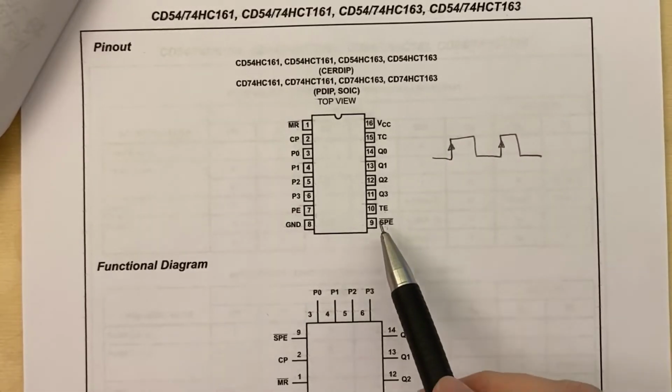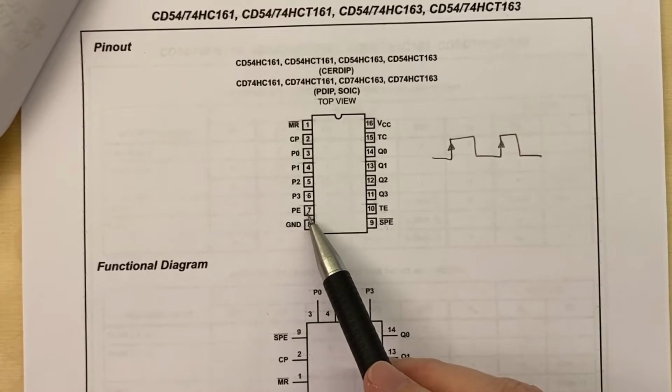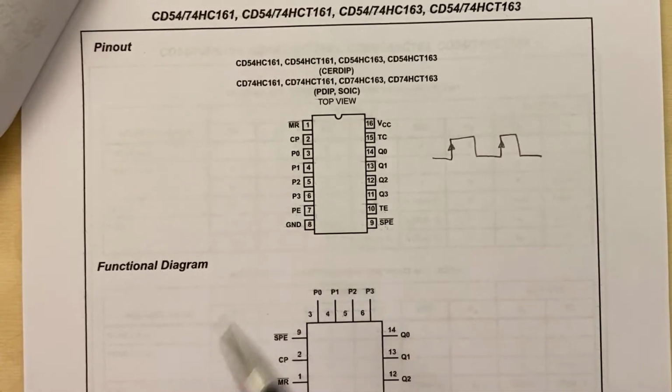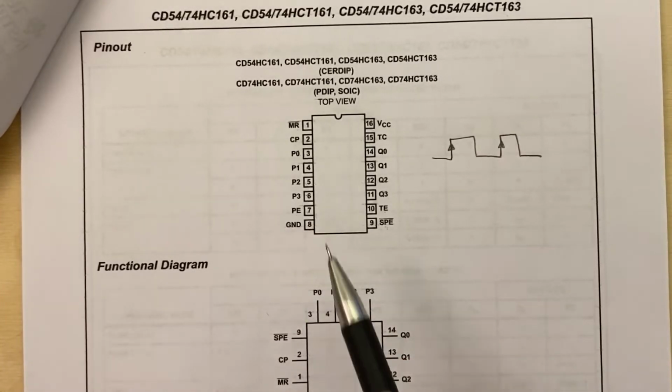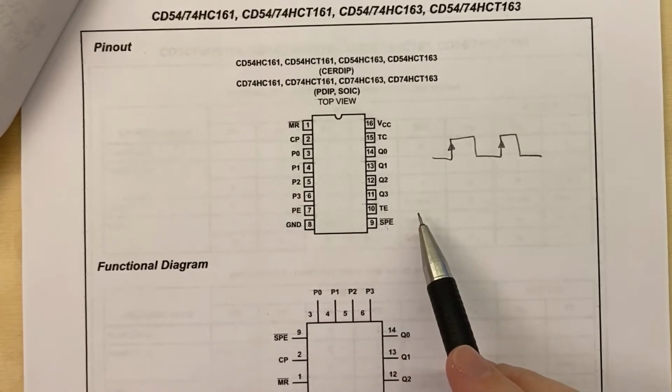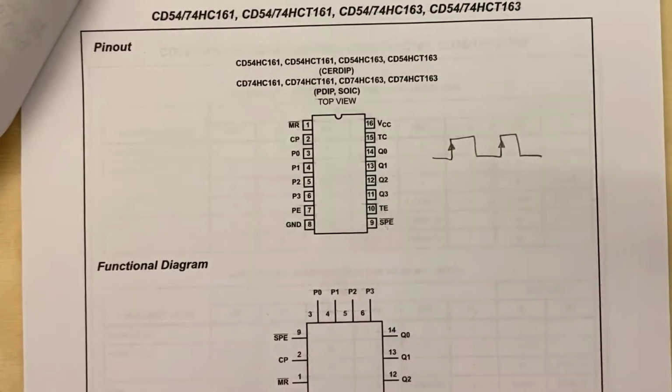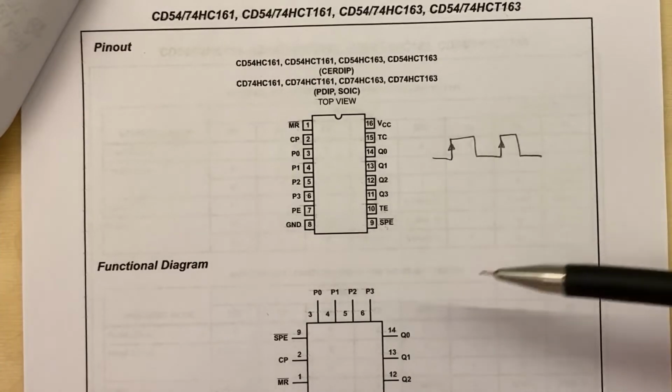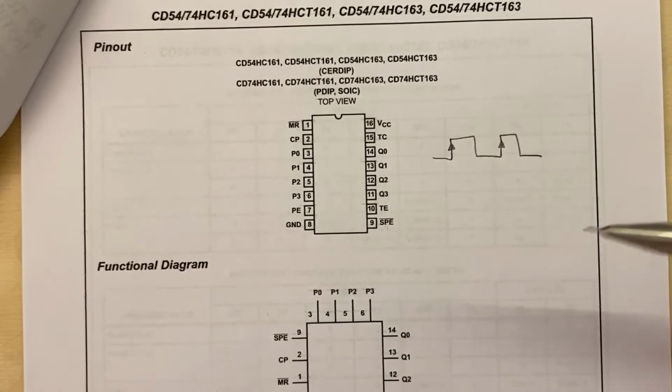So you also have these TE and PE pins over here, and those are just the enable pins, and both of these need to be tied to 5 volts for this chip to be counting. And if either one of them goes low, then the chip stops counting and it pauses at whatever count it's currently at.